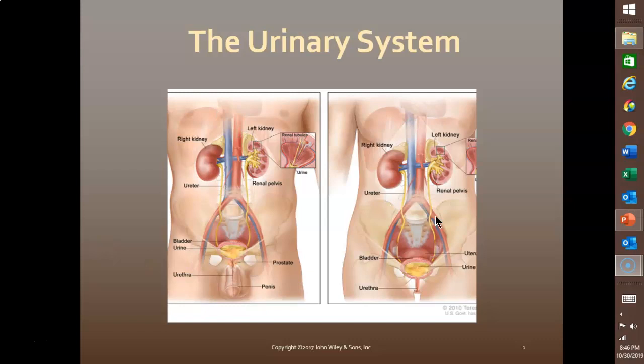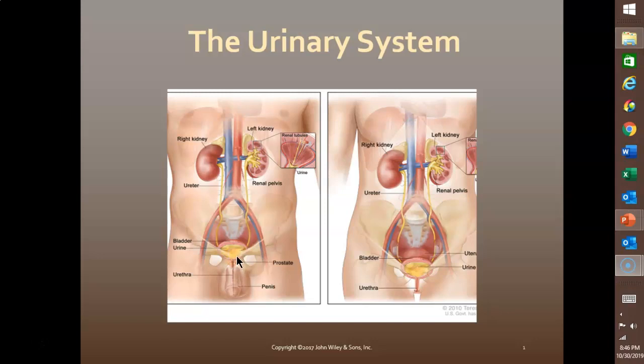So here we have a male view and a female. Both are going to have right and left kidneys. The kidneys are going to filter the blood and create the waste product that we call urine. That urine is then going to travel from the kidneys through two tubular structures, again, male and female. Those tubes are called ureters. The ureters are going to fill the urinary bladder. Here you have the urinary bladder in the male. And the bladder is going to be emptied by another tubular structure called the urethra.